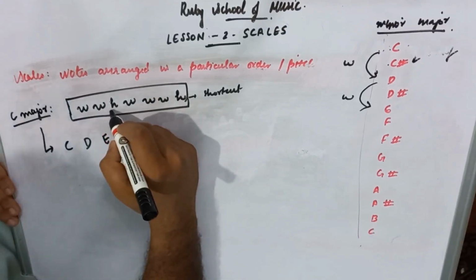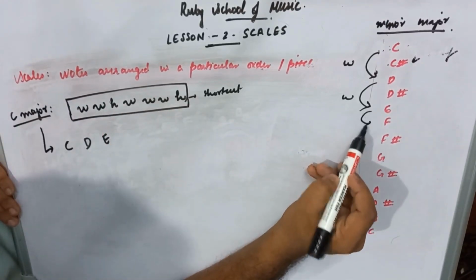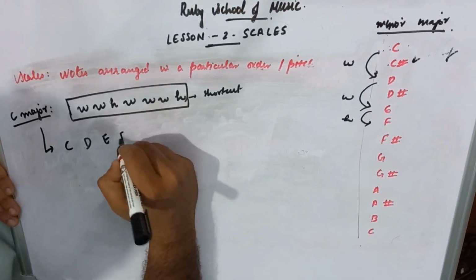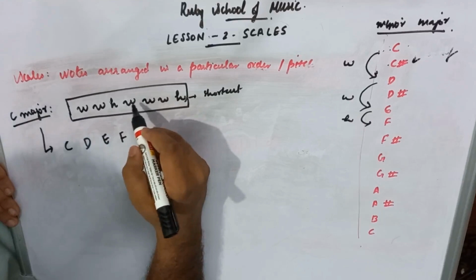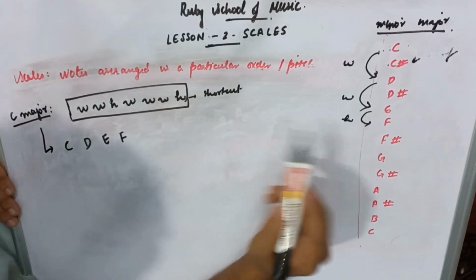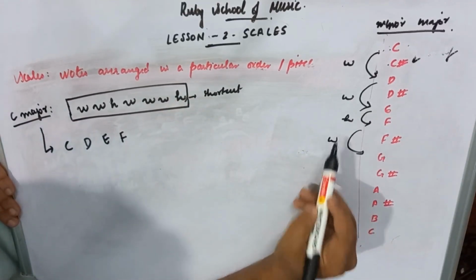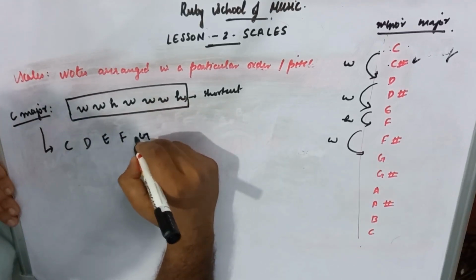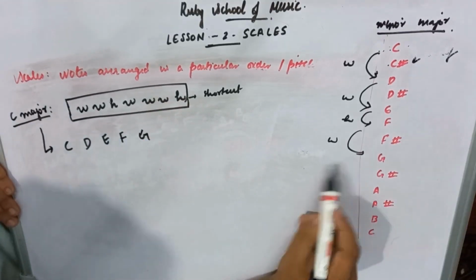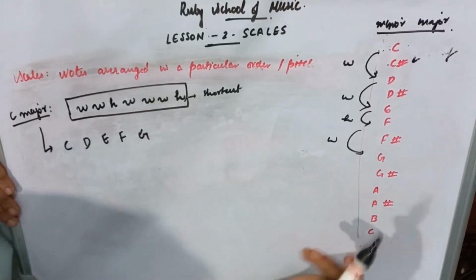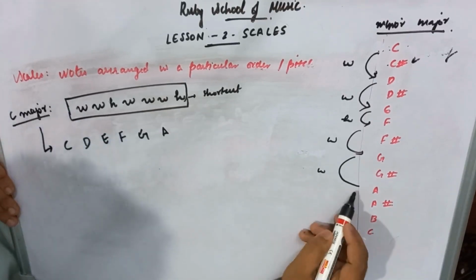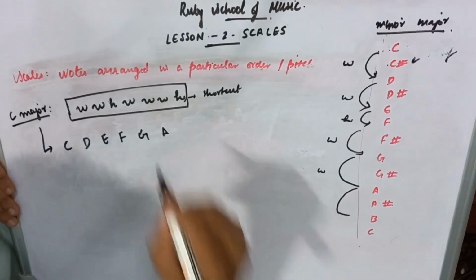And next comes a half step. So E to F. It's not E to F sharp. This is a half step. So F. Then again a whole, so it is F to G, whole. Now, G to A, that is whole. Then A to B, again a whole.